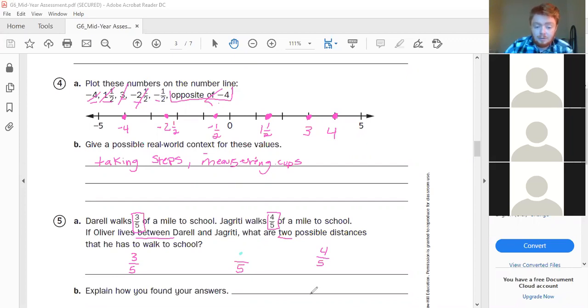So we can do 3.5. That's in between 3 and 4. You could also do 3.2. You can do 3.7. There's a bunch you can do, all over 5.